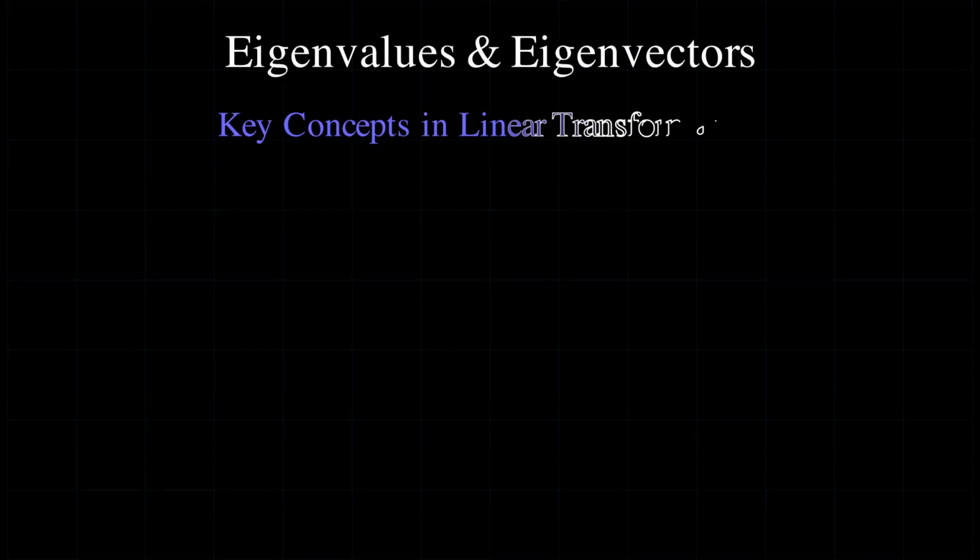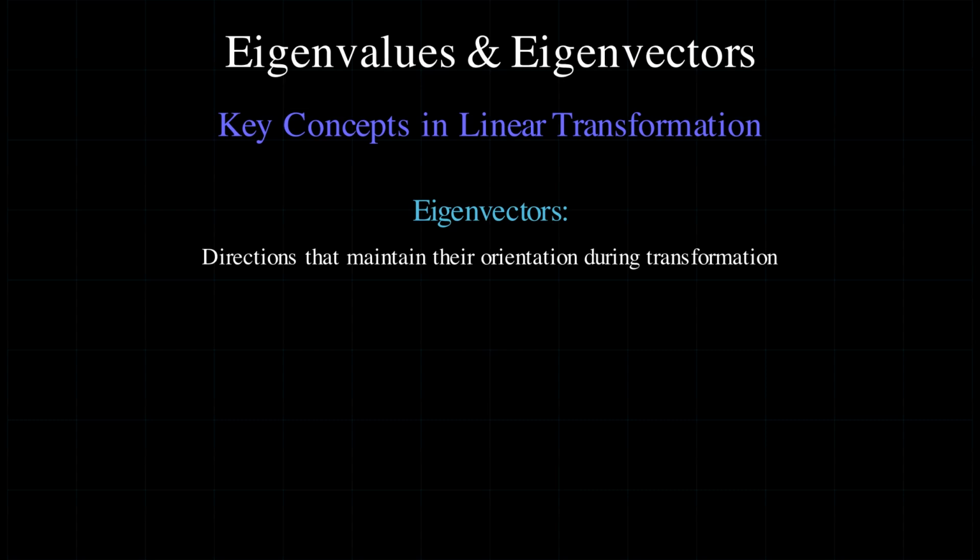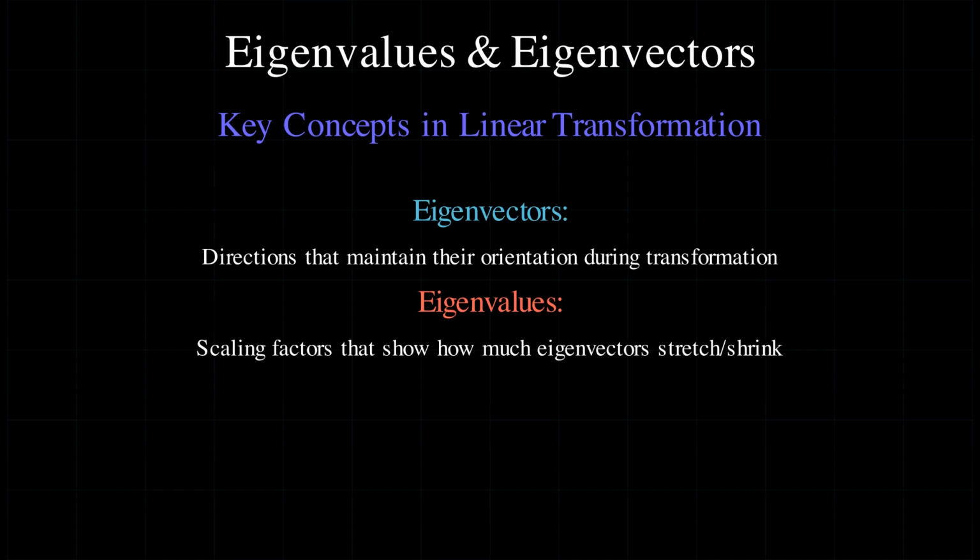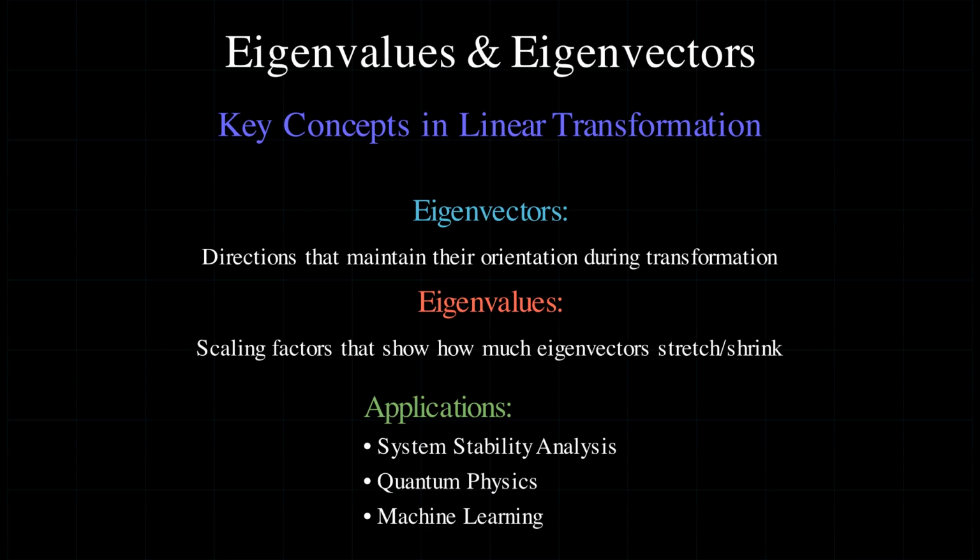Welcome to an exploration of eigenvalues and eigenvectors, fundamental concepts in linear algebra. Eigenvectors are special directions that remain unchanged during a transformation, even if they get longer or shorter. Eigenvalues tell us exactly how much these vectors stretch or shrink during the transformation. These concepts are crucial in many fields, including system stability analysis, quantum physics, and machine learning.